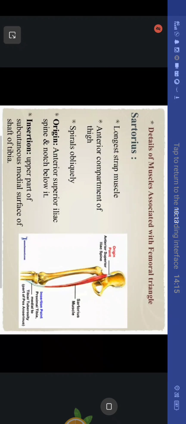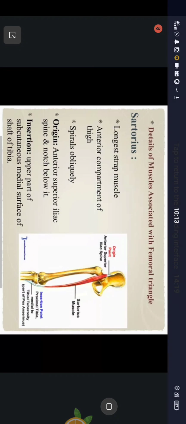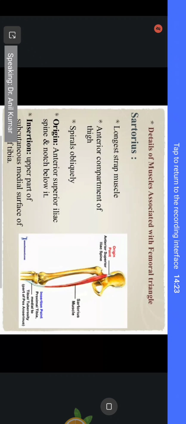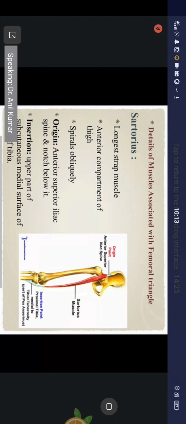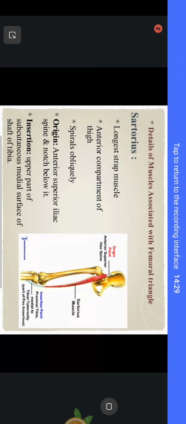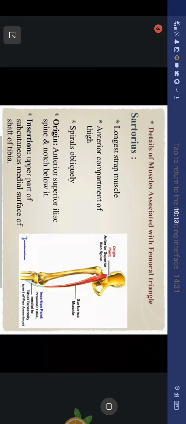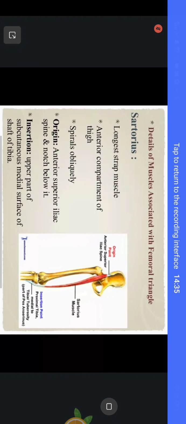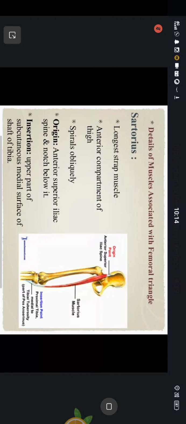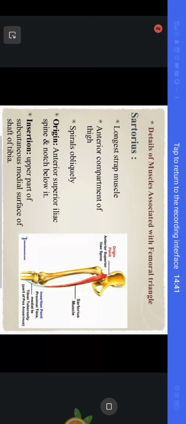This sartorius is seen in the anterior compartment of the thigh. One. Okay. And it runs obliquely through this thigh. And when you measure the sartorius, it is 45 centimeters in length.